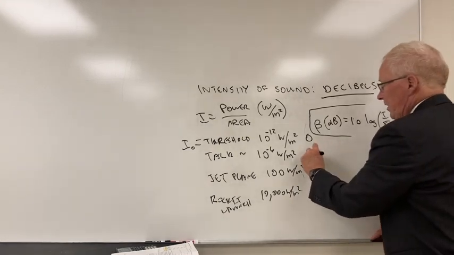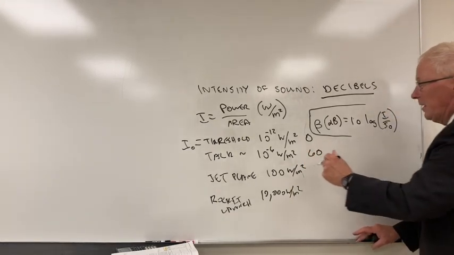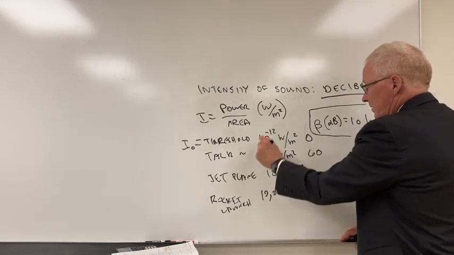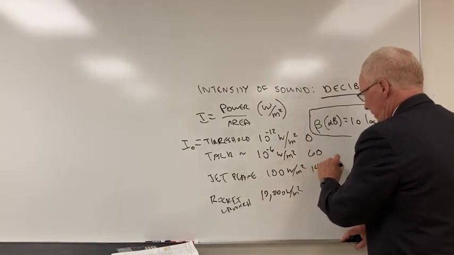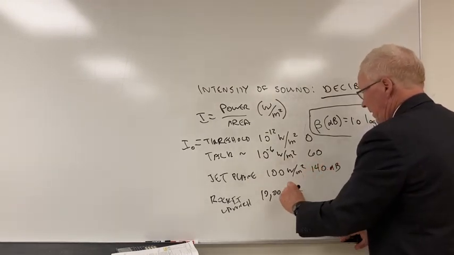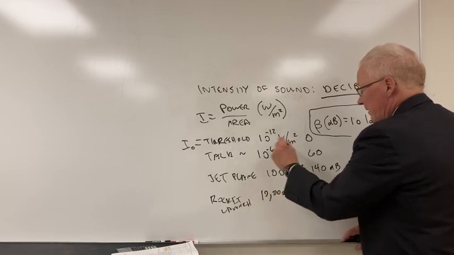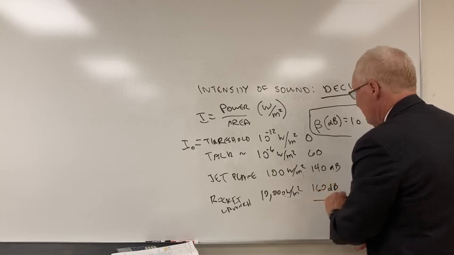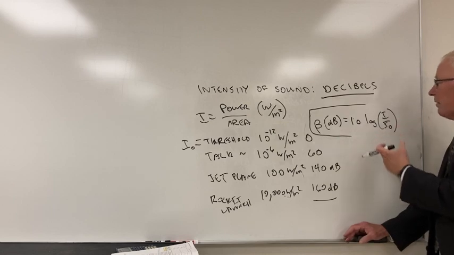This would be 60. You can calculate it yourself. A jet plane is 10 to the 14th greater, so this would be 140 dB. And this would be 10 to the 4th greater, which would be 160 dB. All right, so this is what we call the decibel scale. You can calculate this.